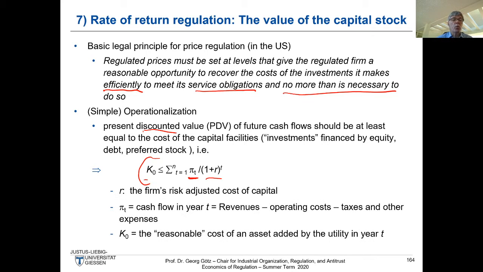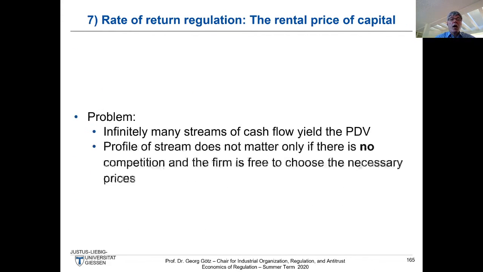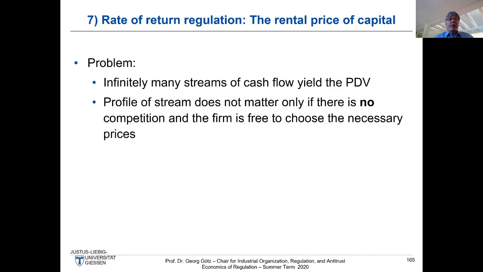And here, what I already told you, R is the firm's risk-adjusted cost of capital. We will get back to that. And pi_t is the cash flow in year t, which is just revenues minus operating costs minus these other expenses. And here the case 0 would be the reasonable cost of an asset. So what is a rental price of capital?